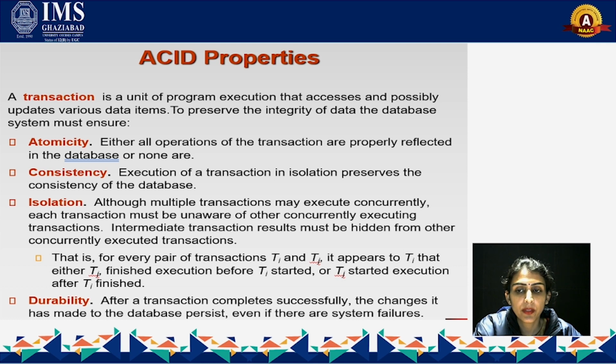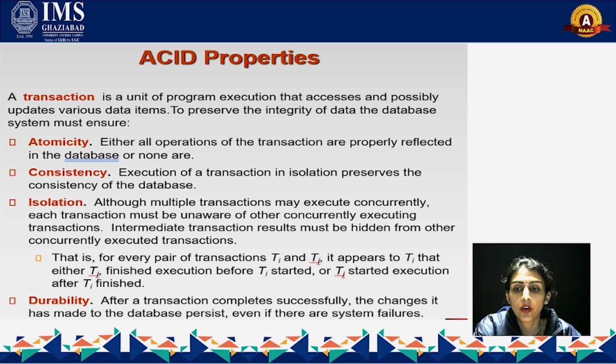Then isolation should be there, that is, although multiple transactions are taking place concurrently in the database, each transaction should be unaware of the other transactions taking place. Each and every transaction should feel that it is the only one accessing the database, but actually many transactions are taking place on the database. Every transaction should feel that it is running in isolation. Intermediate transaction results must be hidden from other concurrently executed transactions.